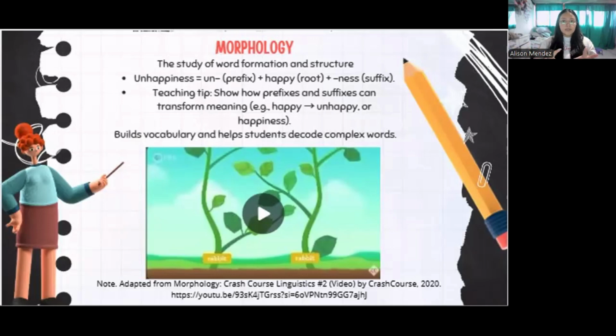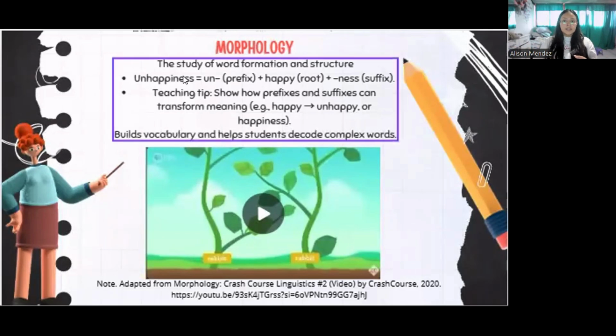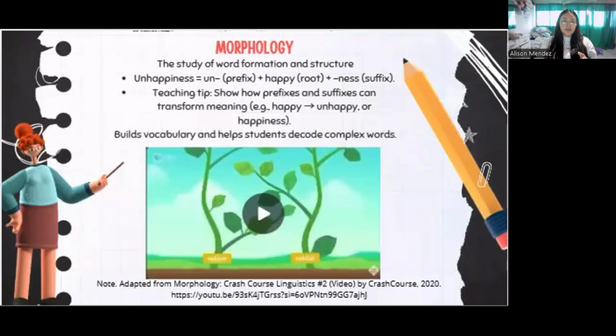So, morphology is like taking apart Lego bricks to see how the pieces fit together. For instance, in "unhappiness," the prefix "un-" makes it negative, and the suffix "-ness" turns it into a noun. Teaching this helps students decode unfamiliar words.